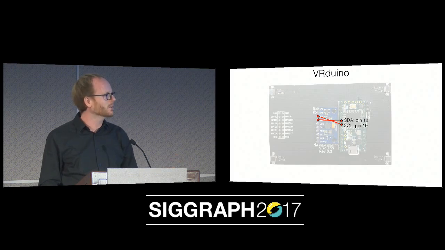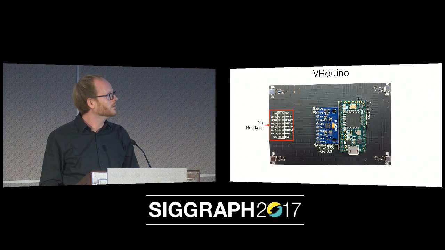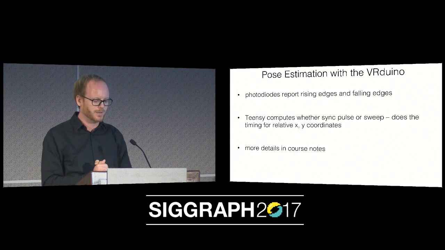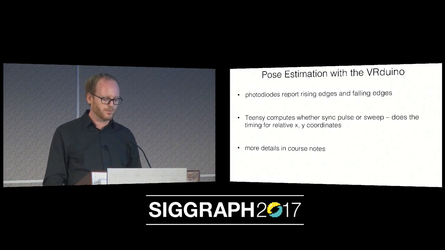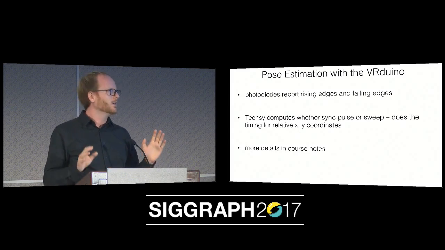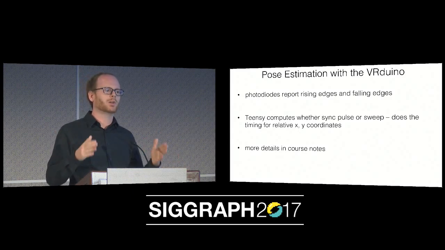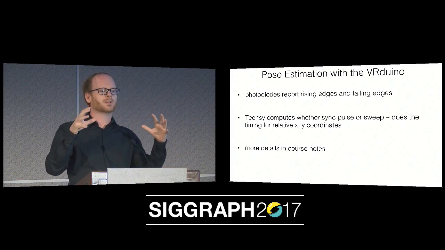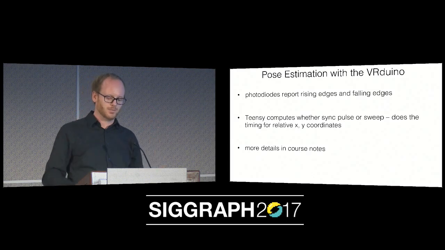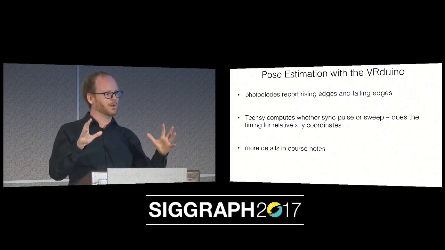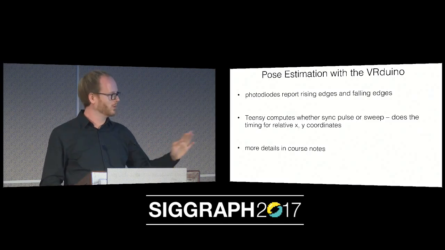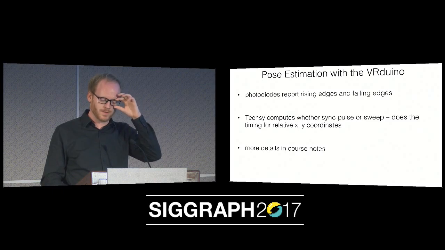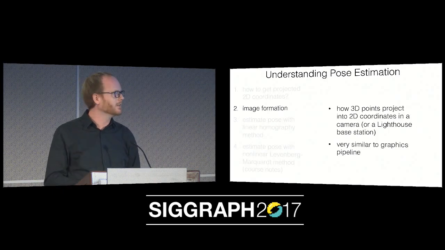So this was the connection between the Teensy and the IMU again. Okay. So these are GPIO pins that we're using for external devices, but they're not important for the pose tracking. So the photodiodes report rising and falling edges. How do we know if it was a sync pulse or a sweep? We're going to have to look at the length of how long the sync pulse was on. And there's a certain amount of time that tells you, oh, this is a sync pulse or this was a sweep. So we already implemented that in the firmware, and you can directly detect whether it's a sweep or a sync. And there are more details in the course notes.